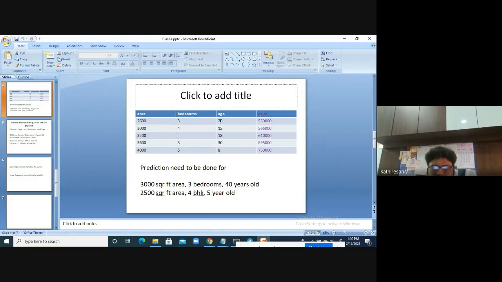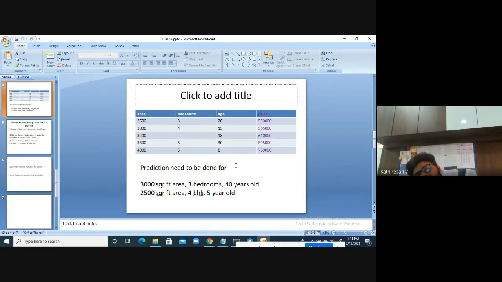In this data, area, bedroom and age are the independent variables. Price is the dependent variable. We need to find the price based on the area, bedroom and age. That is our intention, so we have to solve this problem using multilinear regression.